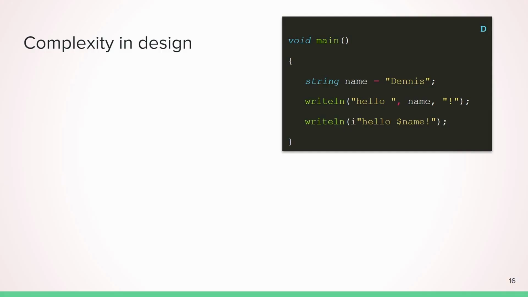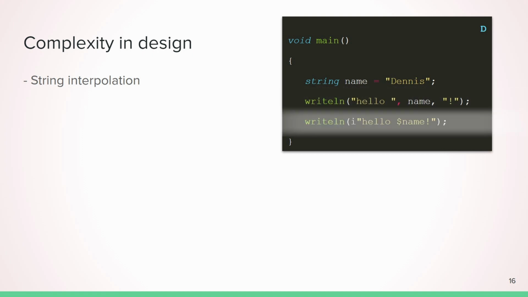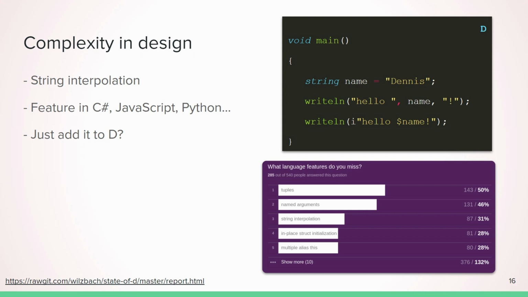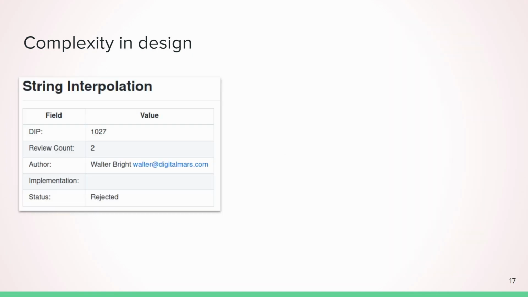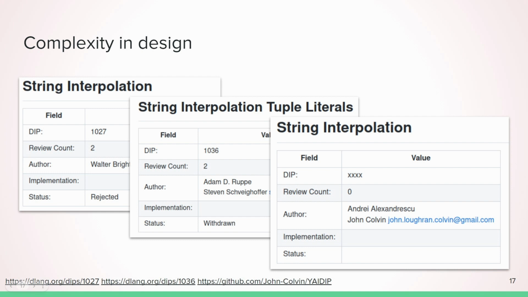Finally, the complexity also shows in the design of the language. This is a simple example of string interpolation, where instead of, like in the first line, having to alternate strings and variables to concatenate them into one, wouldn't it be nice if you could just put your variable directly into your string literal? This is a feature that exists in other languages. Why don't we just add it to D? There's popularity for it. It's the third item in the State of D survey from 2018. Well, we tried, but the first DIP got rejected, the second one got withdrawn, and the third one is still a work in progress. Why can't we just get it in already?